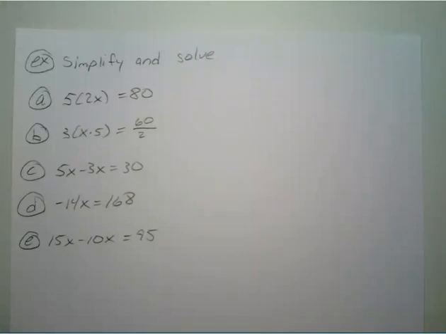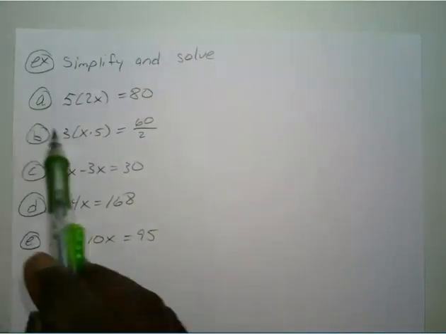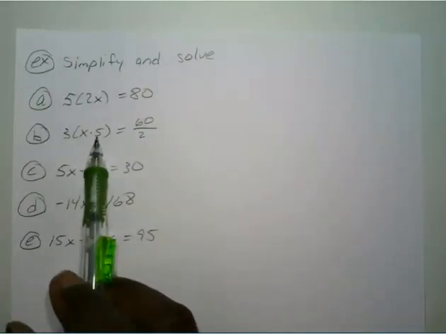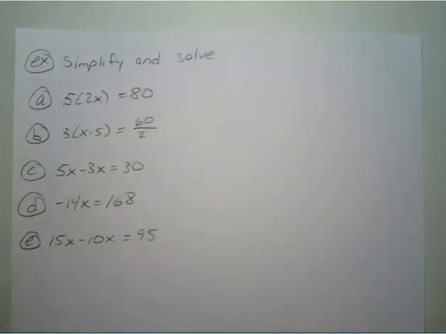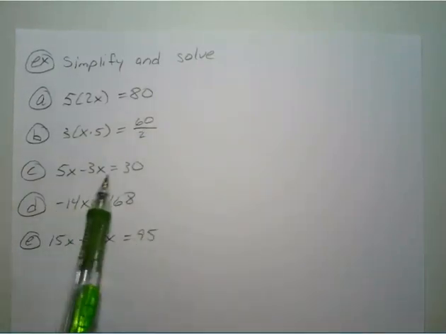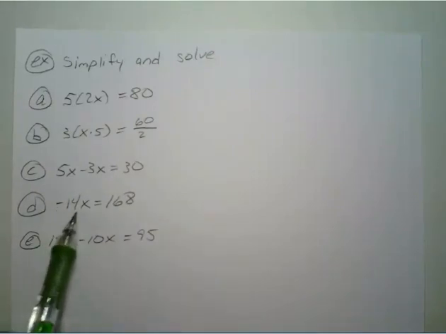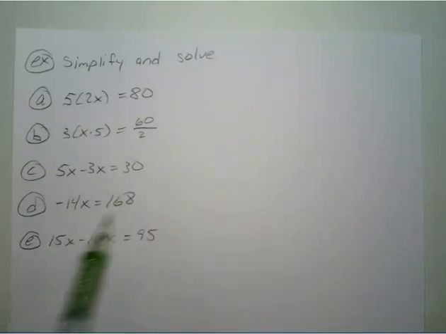Okay, so let's say, for example, we have 5 times 2x equals 80. 3 times x times 5 equals 60 divided by 2. We have 5x minus 3x equals 30. We have negative 14x equals 168. And we have 15x minus 10x equals 95.